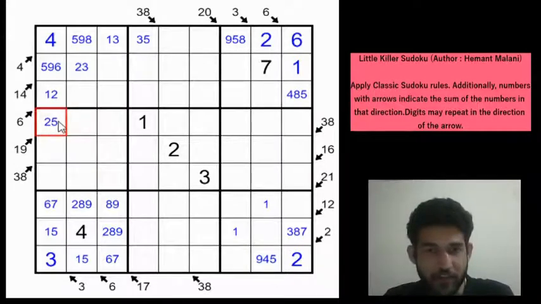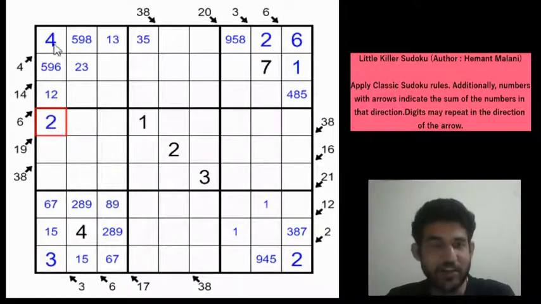Can you have a 5 here? 5 plus 12, 17 plus 3, 20 again. Again it is violating the 19. So you must have only a 2 here. Beautiful. Absolutely beautiful piece of logic.